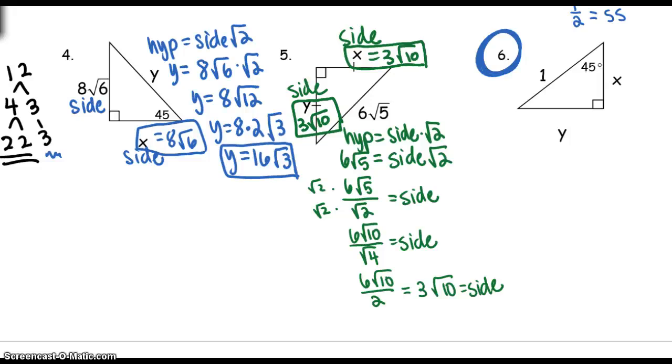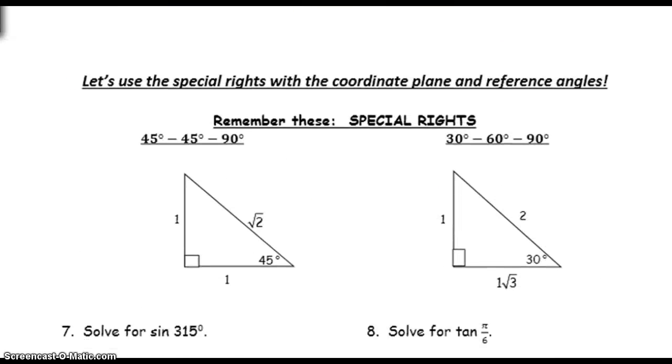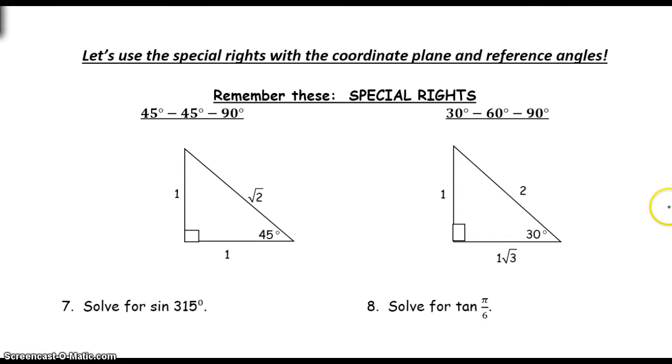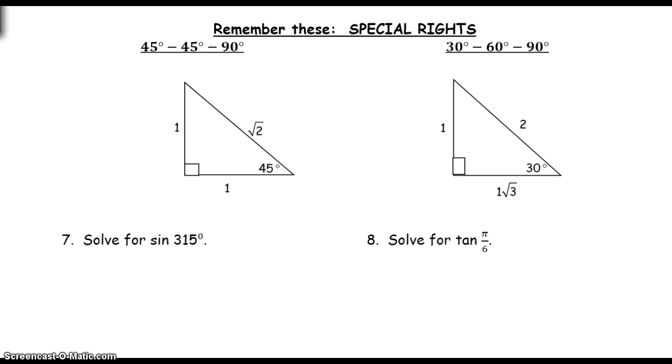So let's keep moving on to this next part here. We're going to use the special rights with the coordinate plane as reference angles. So instead of using x here, I just used 1s, and this is the same thing. 1, 1, 1 root 2. 1, 1 root 3, 2 times 1 is 2. Okay, so it's the exact same thing except I said that the length was 1. It's just another way of looking at the special right triangles and seeing the pattern.